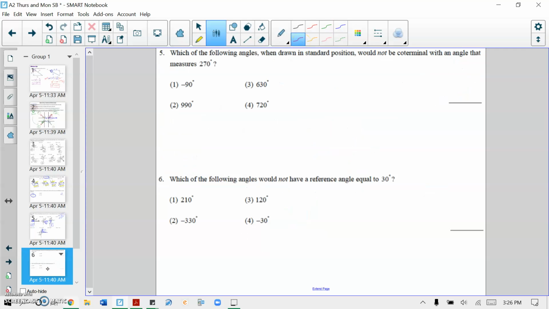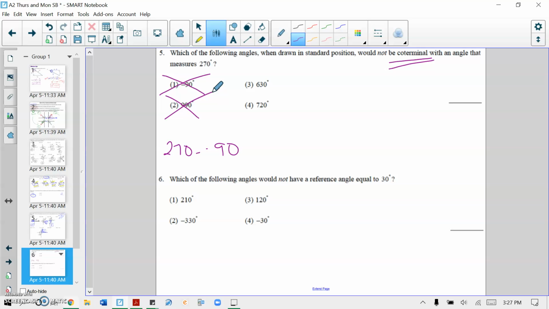All right, last couple questions, things to think about. Which of the following angles when drawn in standard position would not be coterminal with an angle that measures 270? So here's my thought. Remember how we said coterminal angles usually differ by 360 degrees? Well, if I do 270 minus negative 90 in my calculator, I get 360. So I'm thinking, oh, those could be coterminal. What if I do 990 minus 270? I get 720, which I'm thinking, oh, okay, no big deal. But 720 is actually 360 times 2. So that's a multiple of 360.